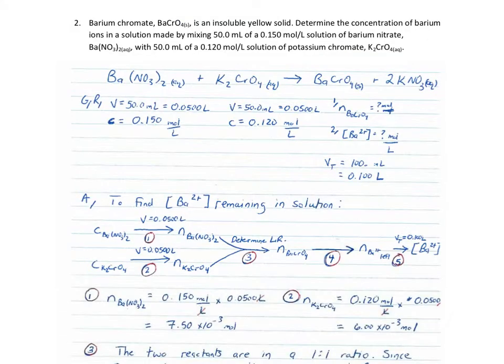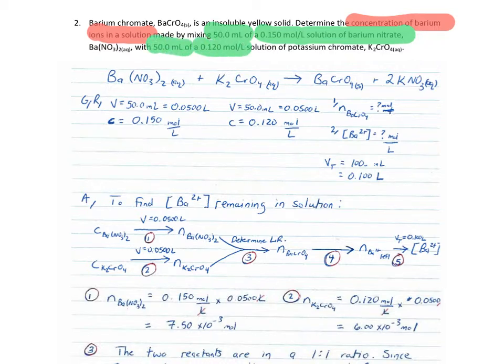In this next problem, it's a little different in that we are already told that our precipitate is barium chromate. So we don't have to determine that, but what we are asked to determine is the concentration of barium ions in the solution, given that we have 50 mL of 0.15 molar barium nitrate and 50 mL of 0.12 molar potassium chromate. Once again, like we do for all stoichiometry problems, we write the balanced chemical equation, and then I wrote all of my given information beneath the appropriate substances.